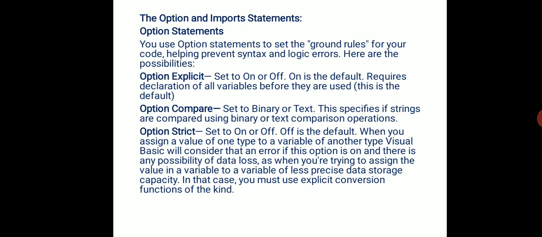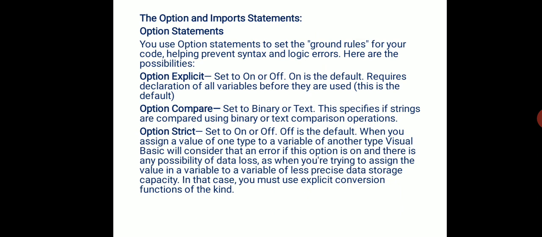So next one, the option and input statements. This is a very important thing. Option statements, you use these option statements to set the ground rules for your coding. It helps to prevent syntax and logic errors. To avoid some possible syntax and logic errors, we should use these option statements. So there are three option statements, that is option explicit, option compare and option strict.